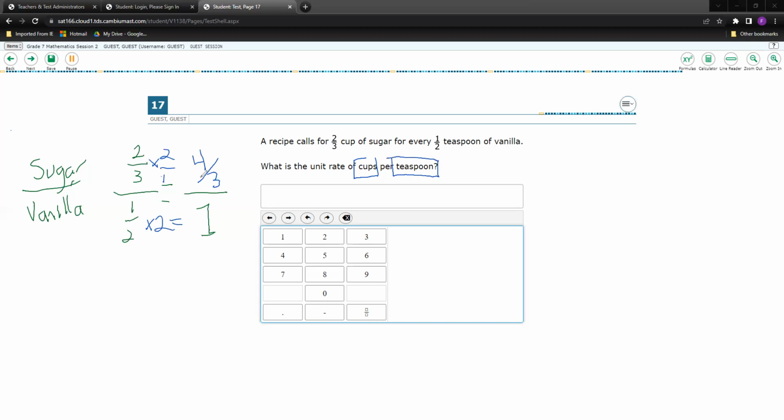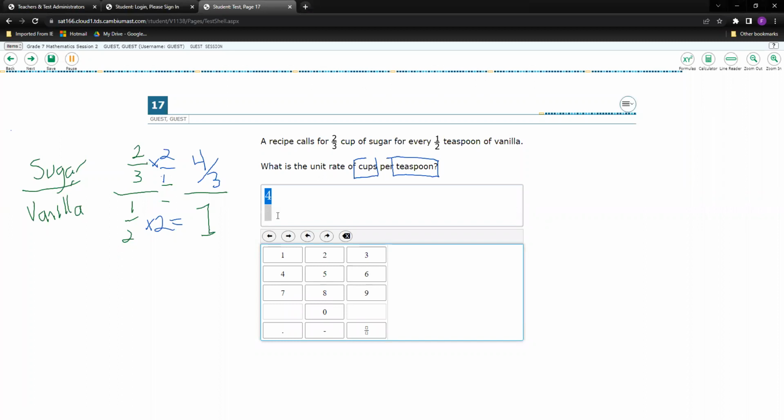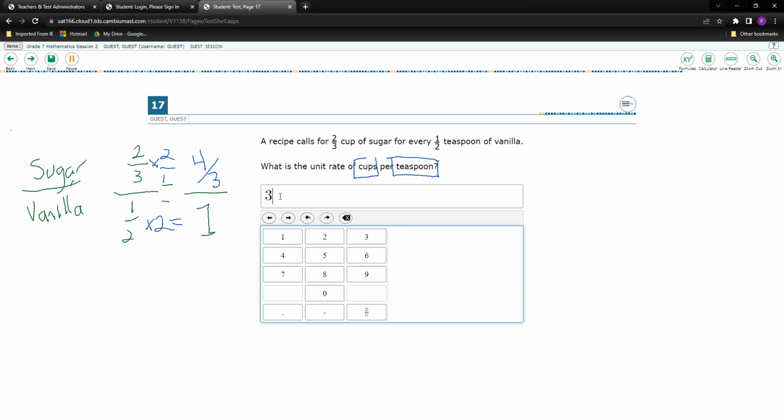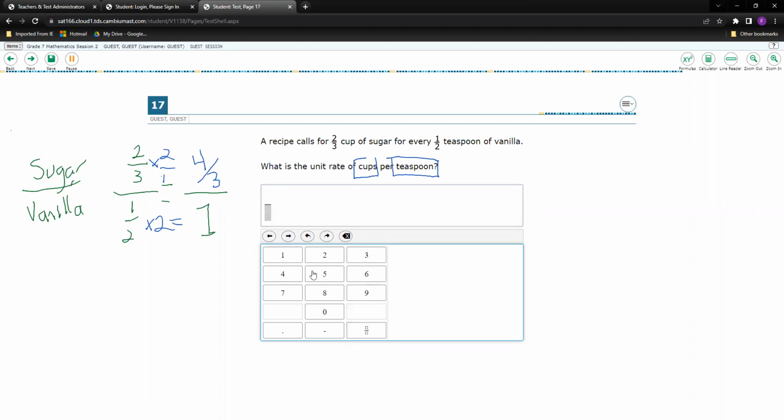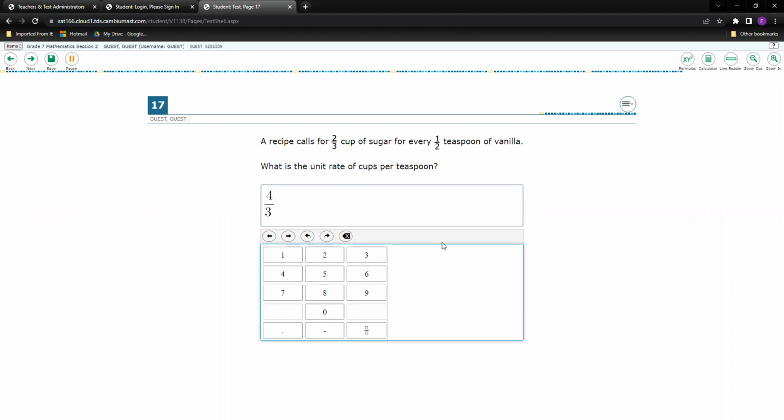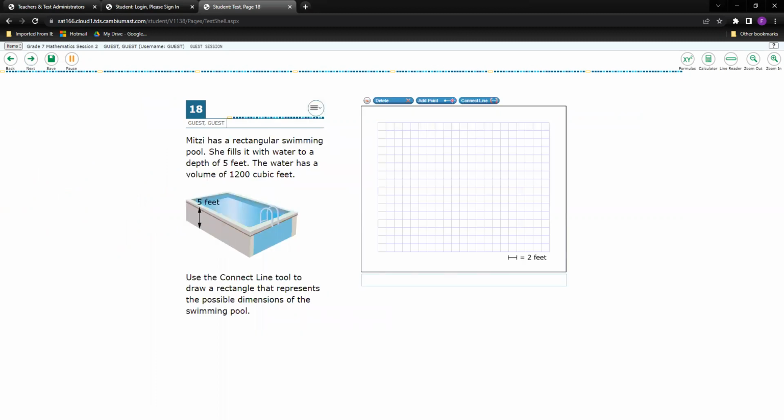All I need to input here is the fraction, 4/3. I have a fraction key here. It's 4/3. And that's going to be that for this section of the video, section 2. We will come back to question 18 on the next video.